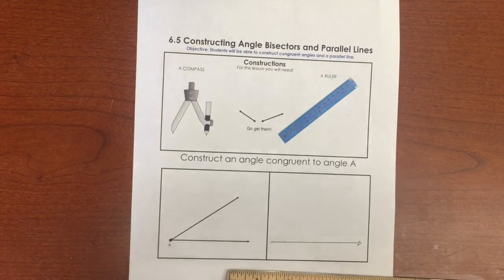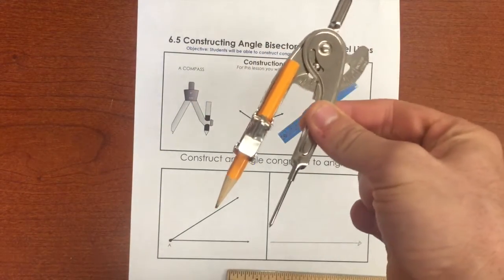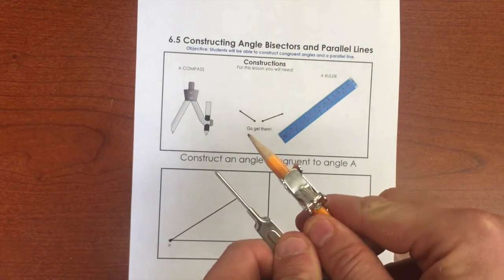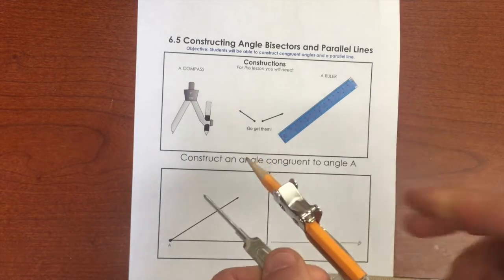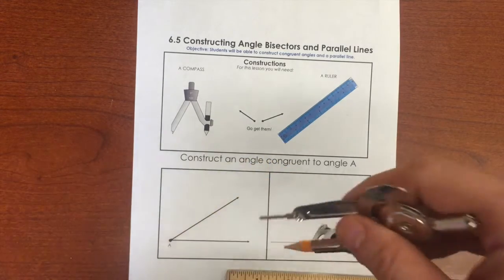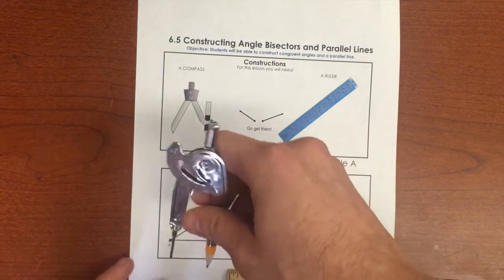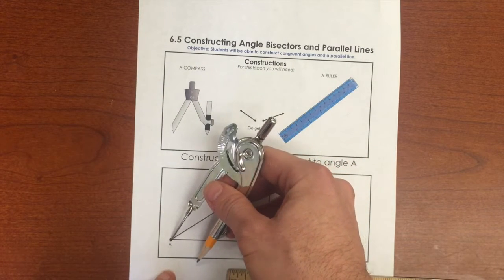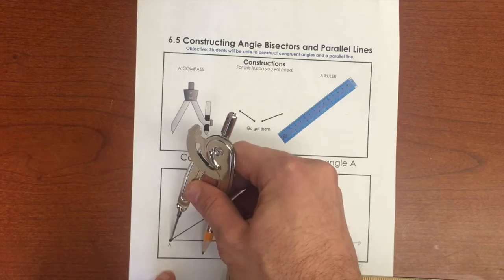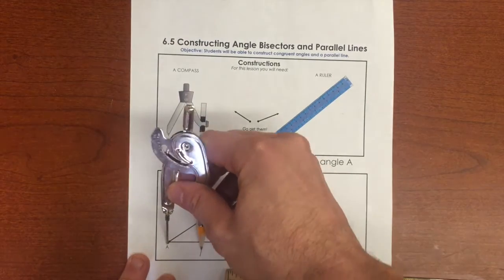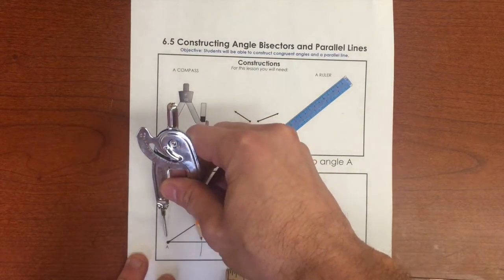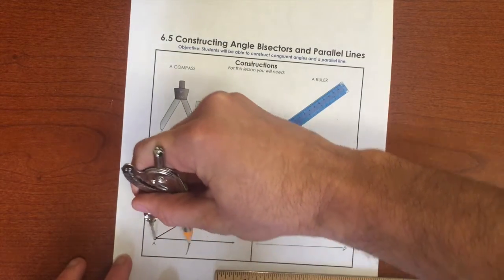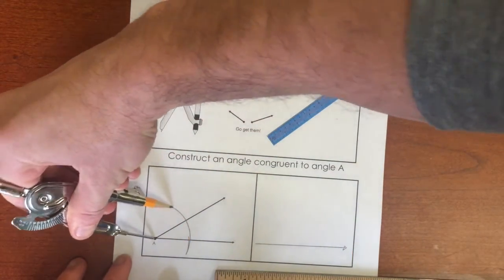Step two, you take your compass, and you put it to any length that you want. It doesn't really matter. I'm just gonna leave it like this. Any length, but it should be smaller than the angle. And you're gonna take your compass, and you're gonna put the point on A, at that vertex. And you draw an arc. Watch as I do this. You're gonna just draw an arc, and like so.